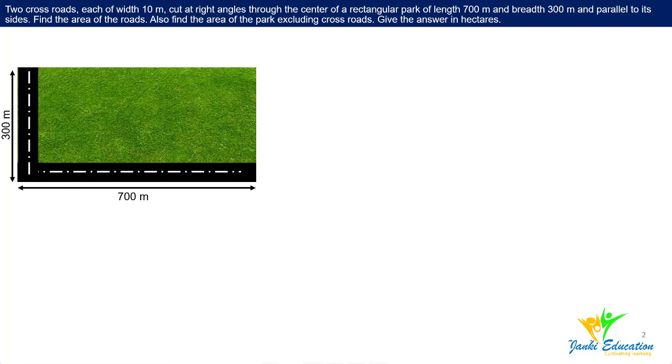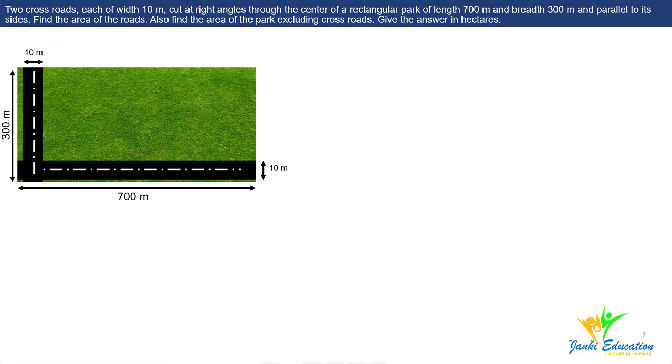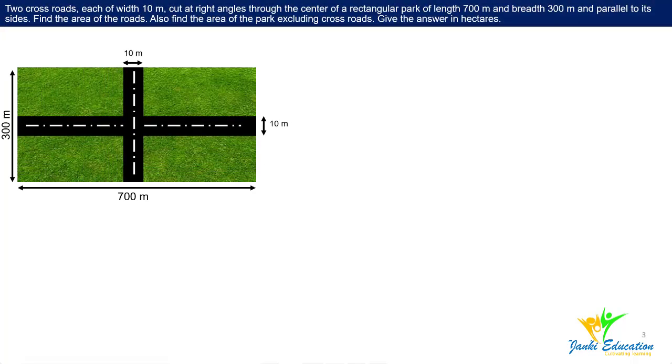But if you read this question carefully, this road cuts at right angles through the center of a rectangular park and they are 10 meter wide. So these roads are 10 meter wide and they are cutting each other at right angles through the center of the rectangular park. That means something like this. Something like this, right? Now, how can we solve this question?